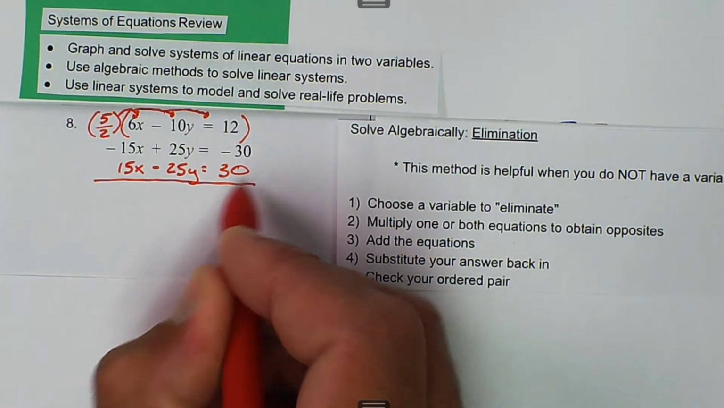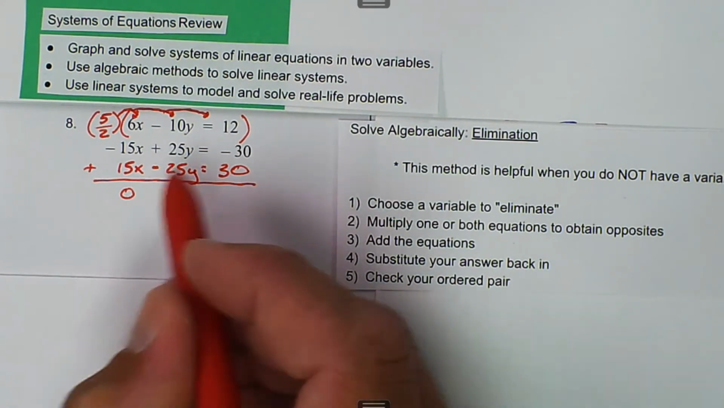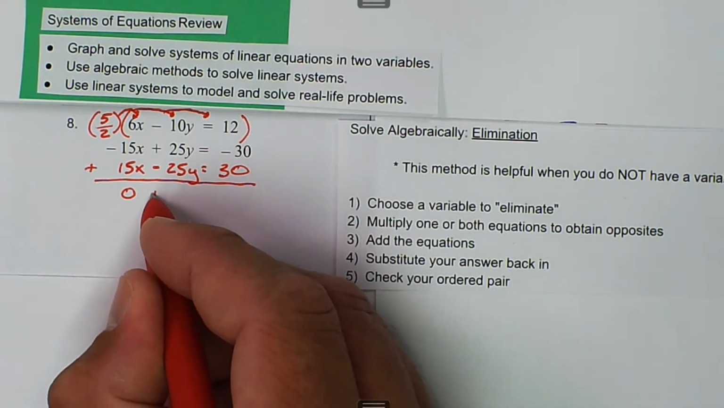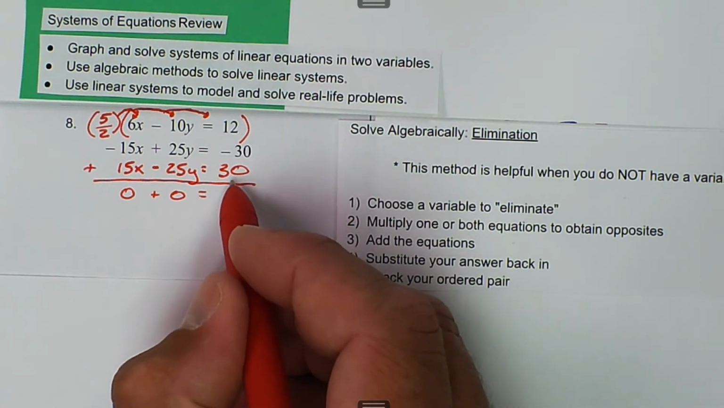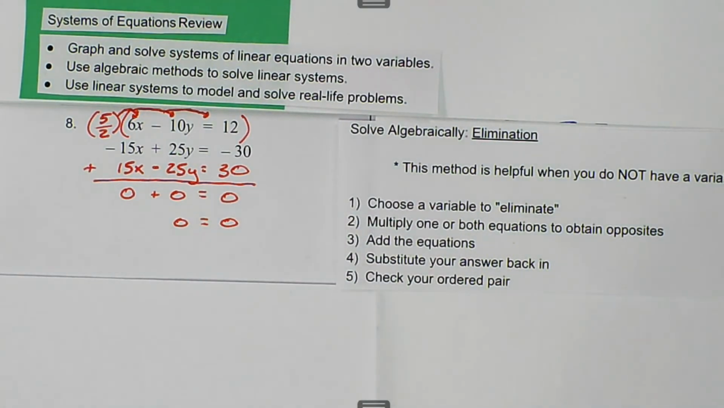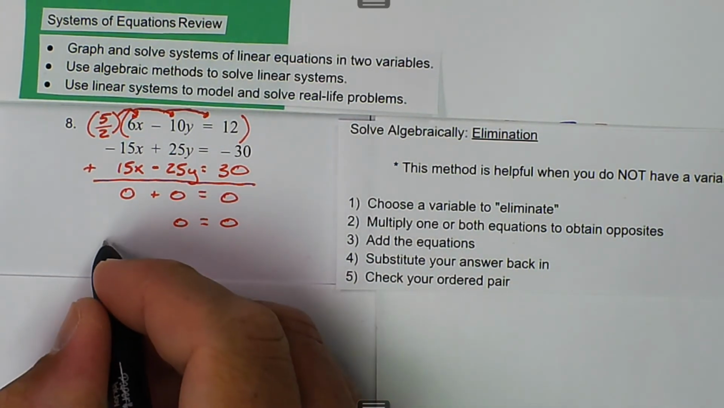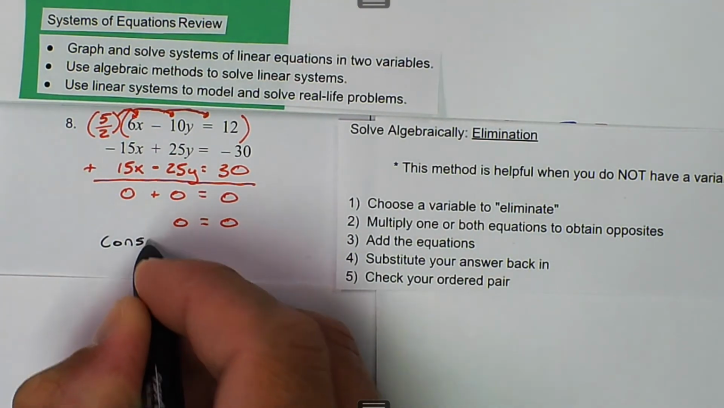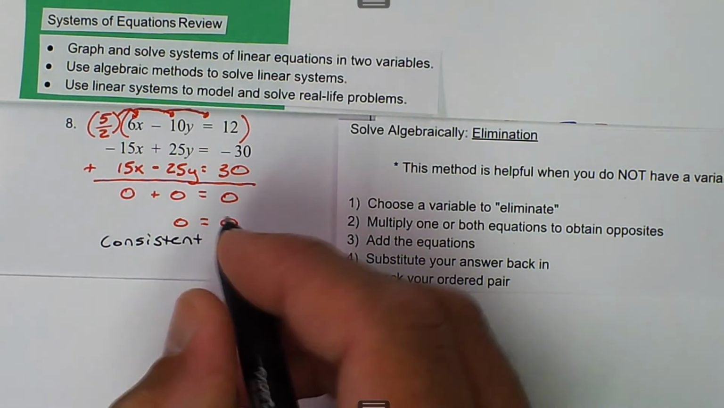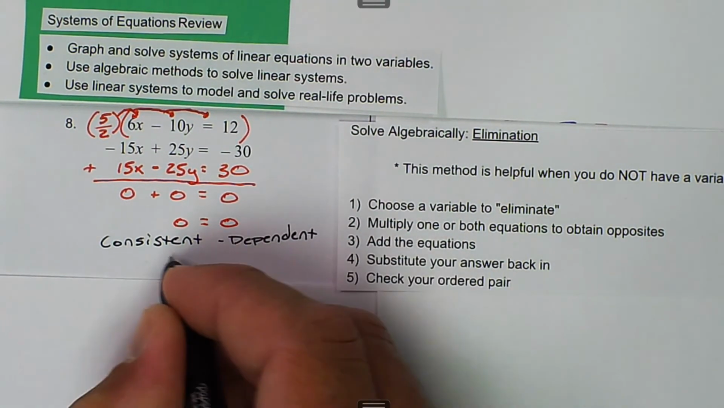So then we can go ahead and add these equations. Negative 15x plus 15x is 0. 25y minus 25y is 0. And negative 30 plus 30 is 0. So then we get 0 equals 0. So what does that mean? Infinite solutions. If we have a constant equal to the same constant, that one is consistent. Dependent, or infinite solutions.